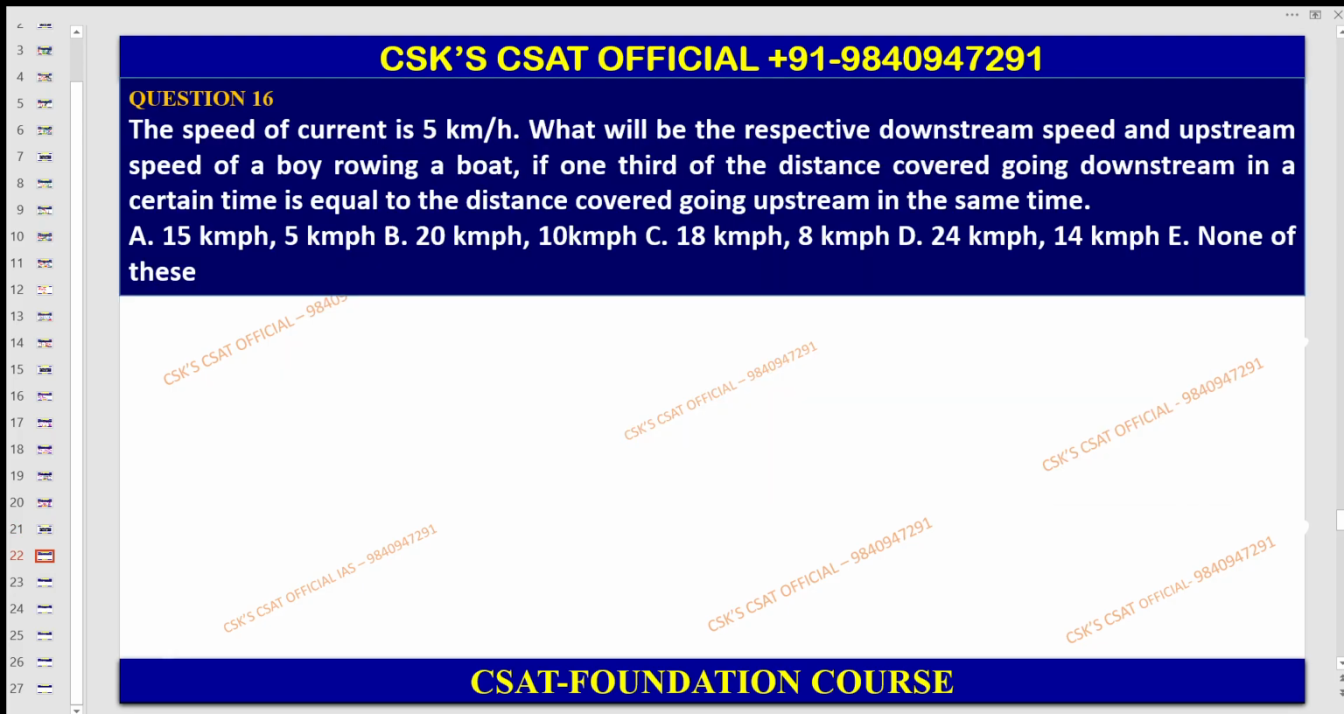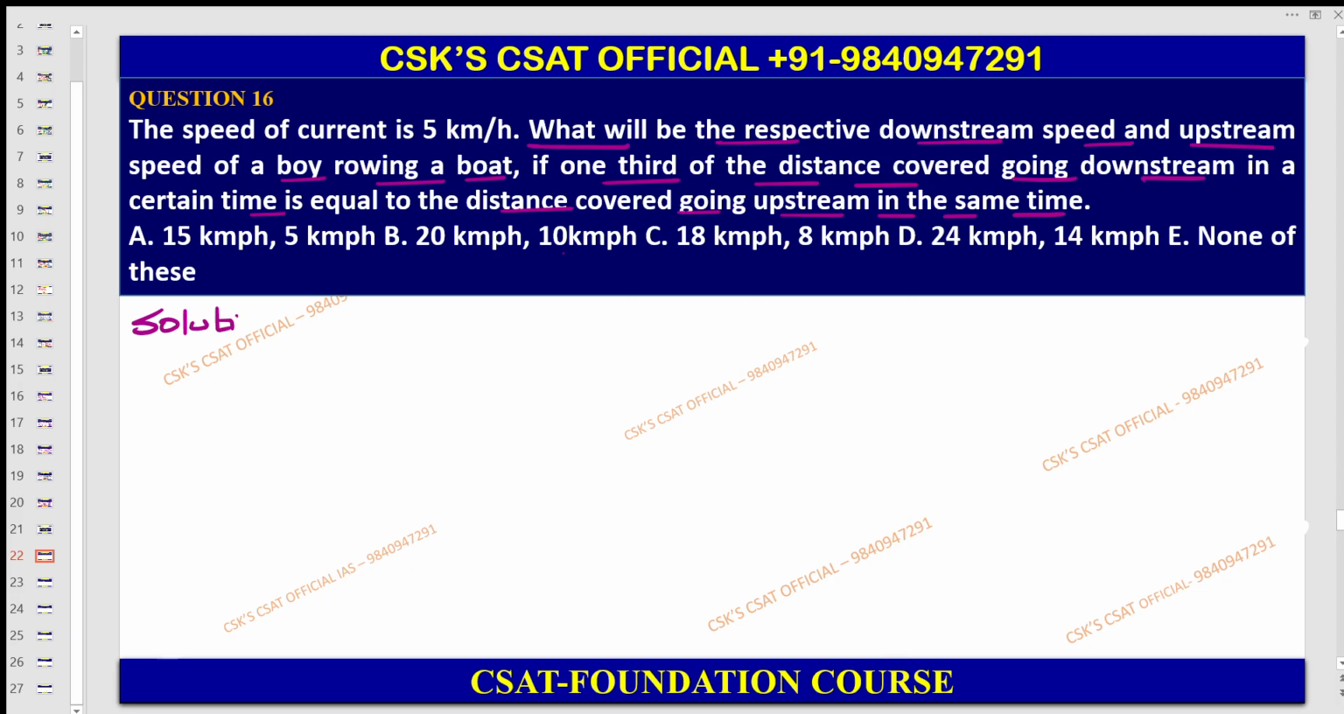Here, the speed of the current is 5 km per hour. What will be the respective downstream speed and upstream speed of a boy rowing a boat, if one third of the distance covered going downstream in a certain time is equal to the distance covered going upstream in the same time?